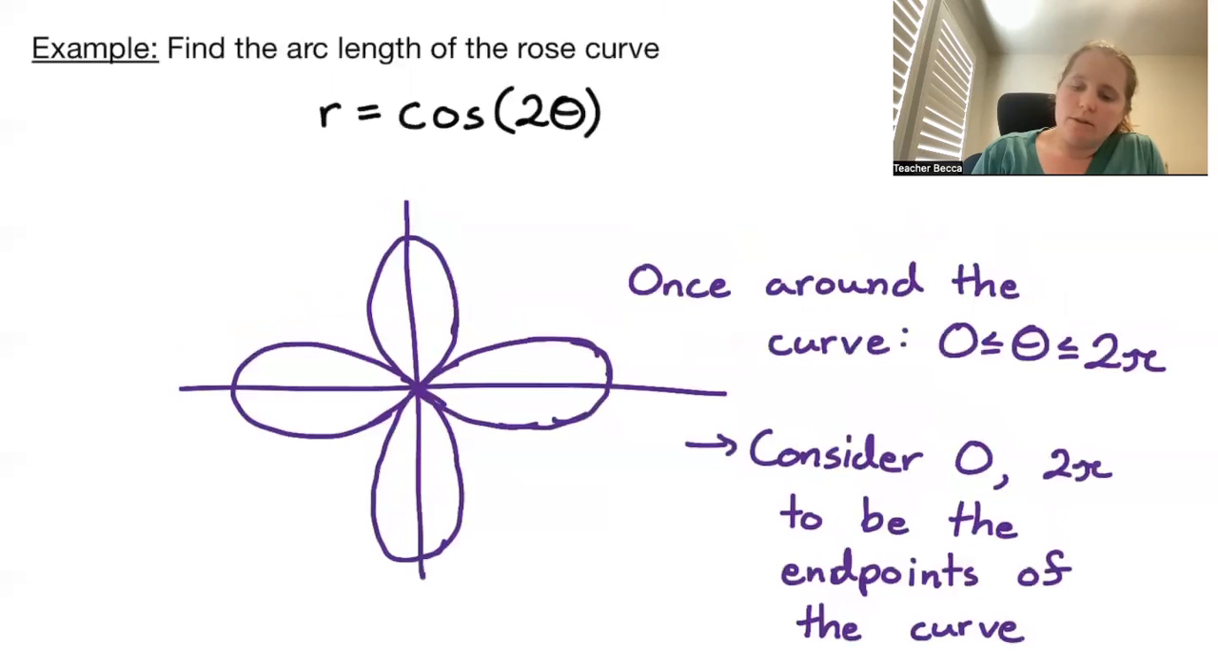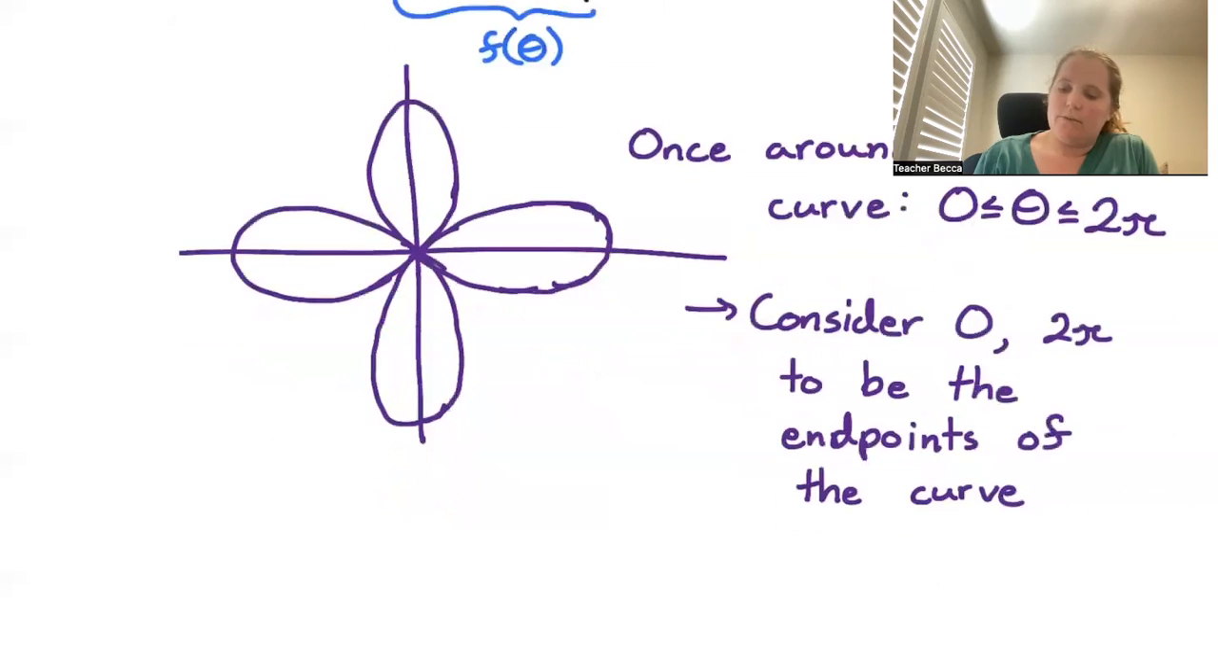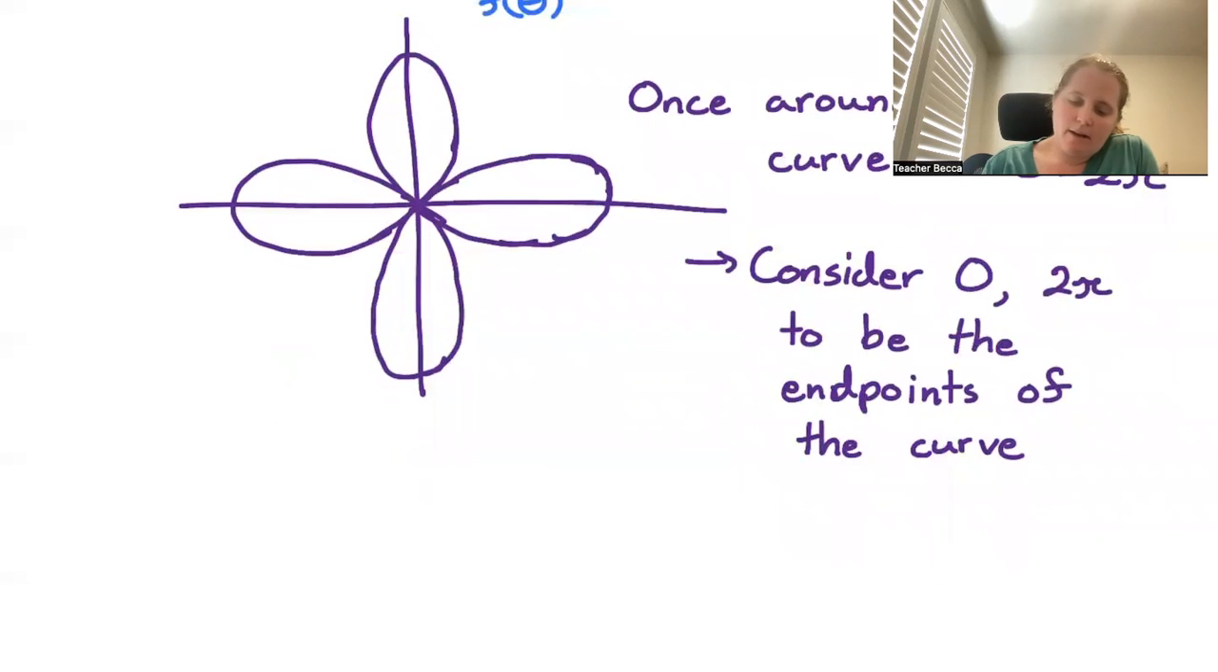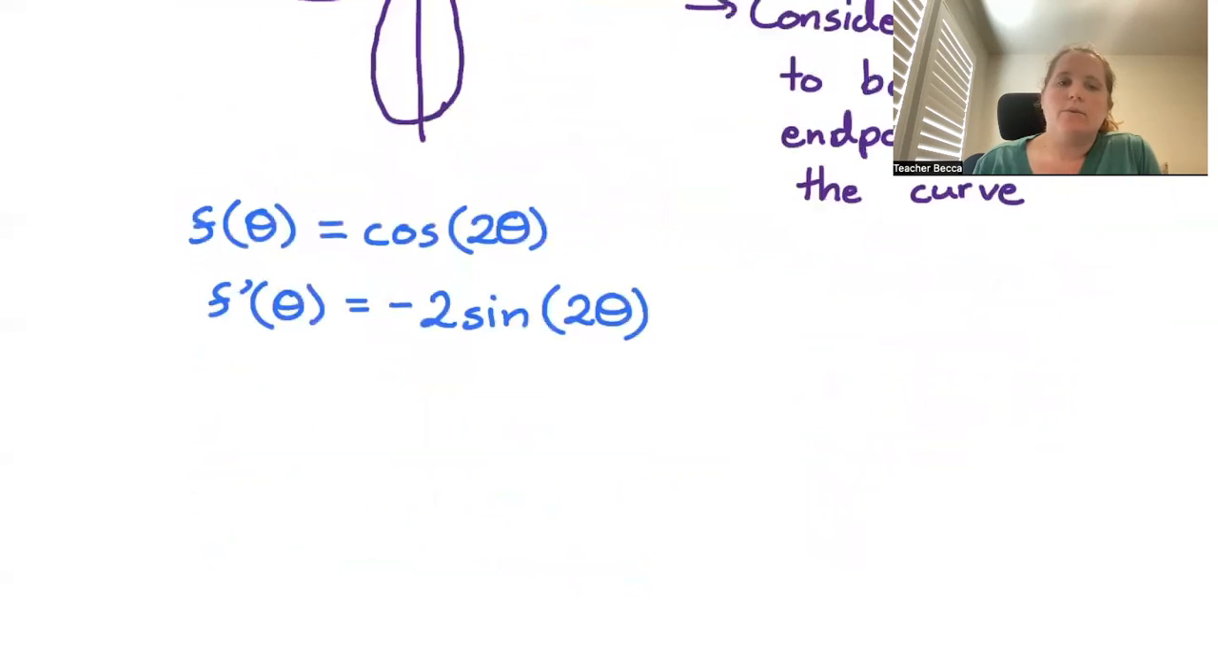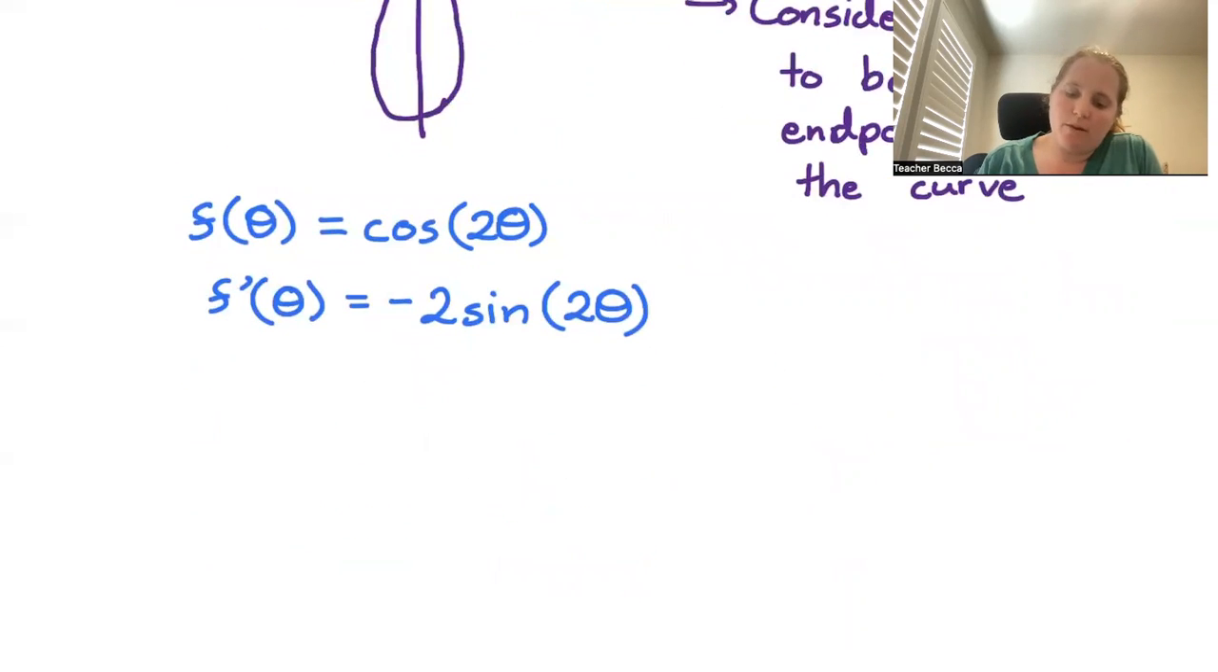R equals cosine 2 theta. This cosine 2 theta is our f of theta. So we have our endpoints of 0 and 2 pi. We have f of theta is cosine of 2 theta. F prime of theta would therefore be negative 2 sine of 2 theta. And so we can go ahead and put together our formula.